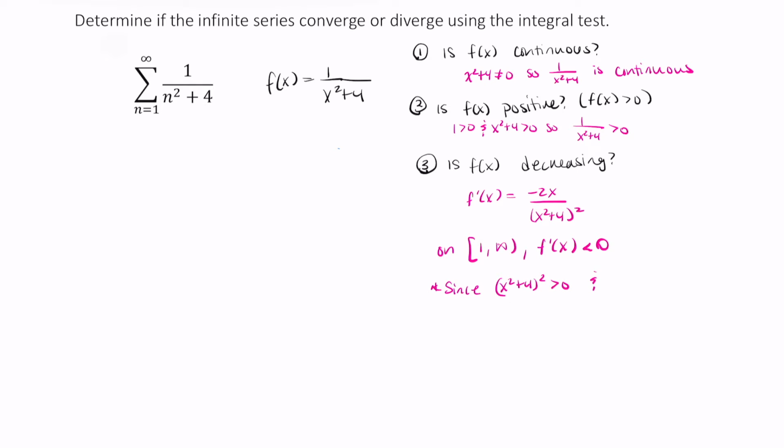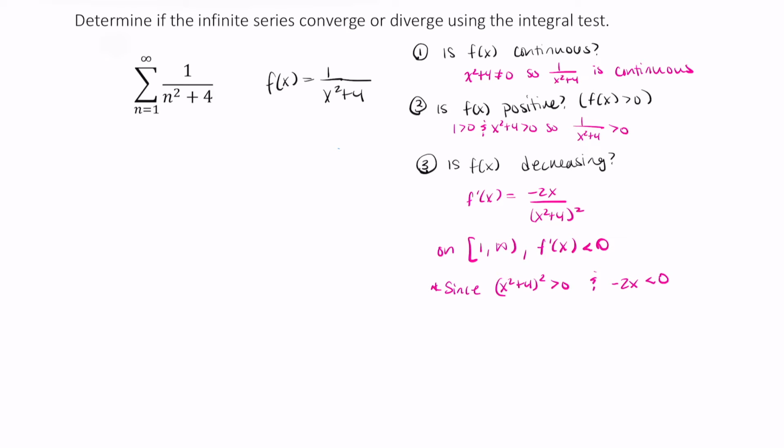Now, what about the numerator? Again, I'm only looking at numbers from 1 to infinity. This will always be negative. If I put in 1, 10, 20, 100, we'll always get that number times negative 2, which makes it negative. And so again, this is on this interval.